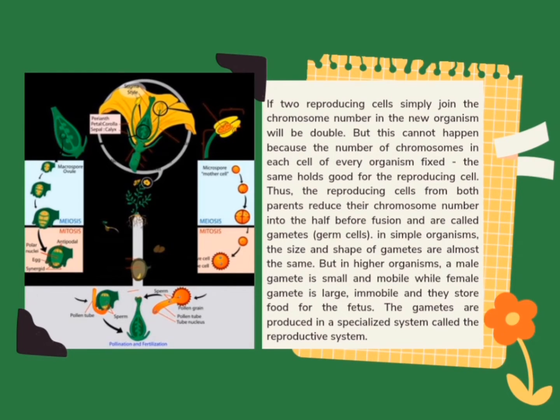or germ cells. In simple organisms, the size and shape of gametes are almost the same, but in higher organisms, the male gamete is small and mobile, while the female gamete is large, immobile, and stores food for the fetus. The gametes are produced in a specialized system called the reproductive system.